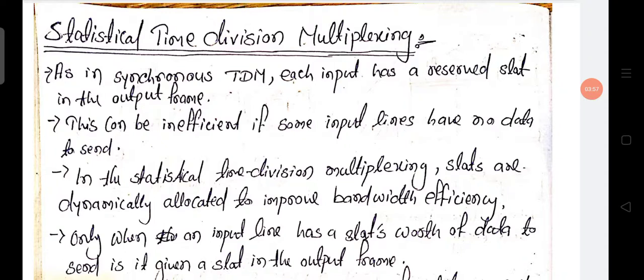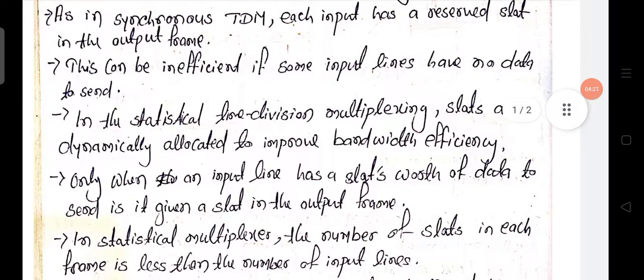That means it scans every time, round by round. Whichever input wants to send data, it allocates one time slot to that input. And whichever input doesn't want to send any data, its time slot is revoked or dismissed. Only when an input line has a slot worth of data to send is it given a slot in the output frame. This is called dynamic allocation of time slots.